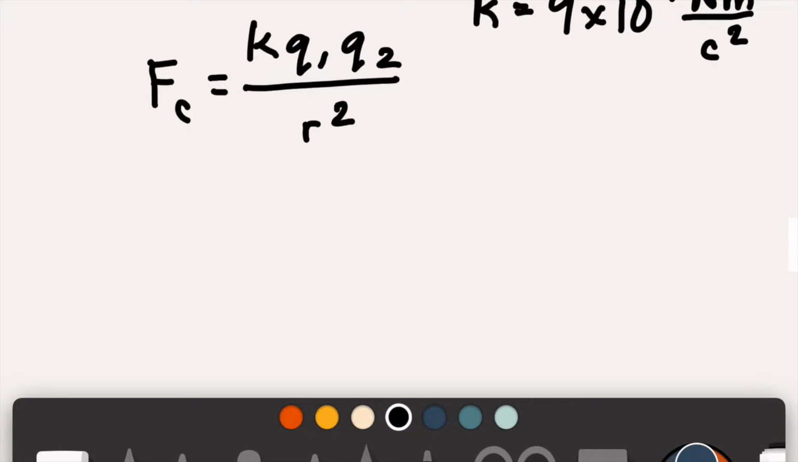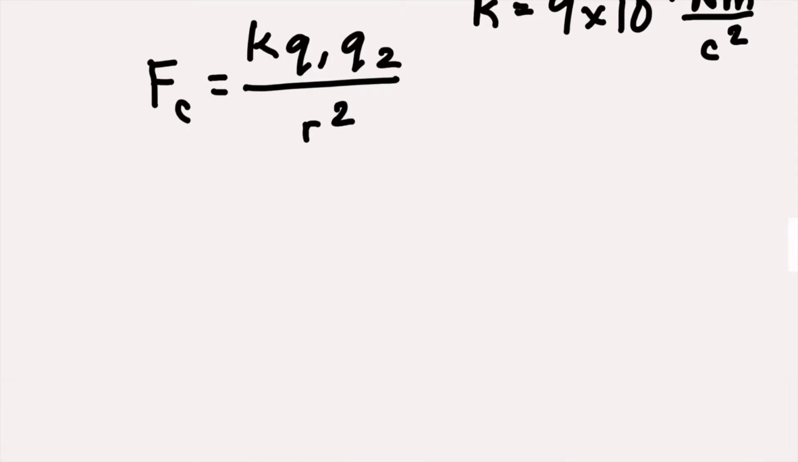I want to point out the relationship between distance and the electrostatic force relative to the relationship between the charges Q1 and Q2 with the electrostatic force. Okay, so it's important to note that the distance here is squared. Okay, distance is squared, while each charge is only raised to the first power.